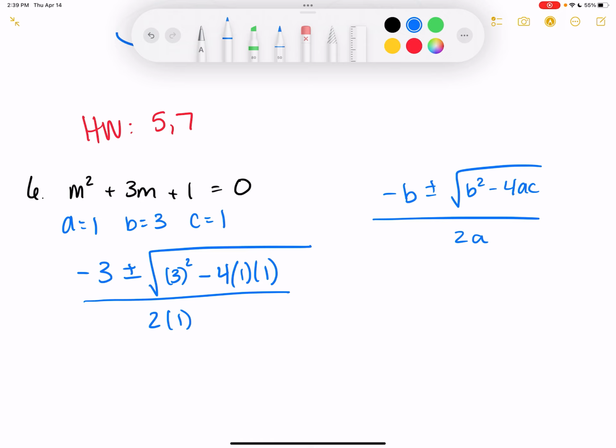Typically in Algebra 2, I show them at some point where the quadratic formula actually comes from. You actually get it from the Pythagorean theorem, solving it.